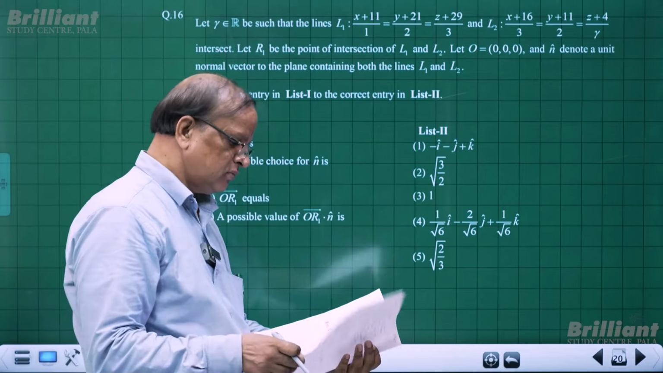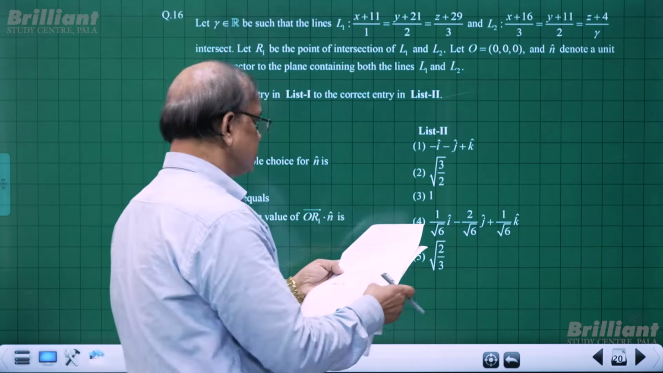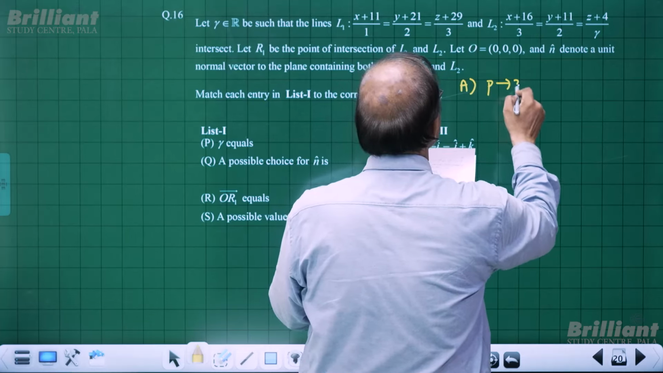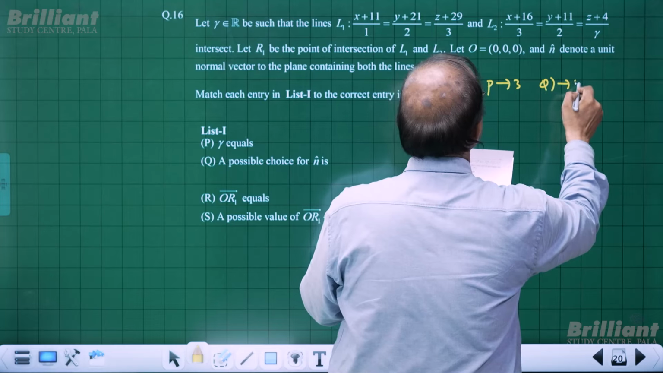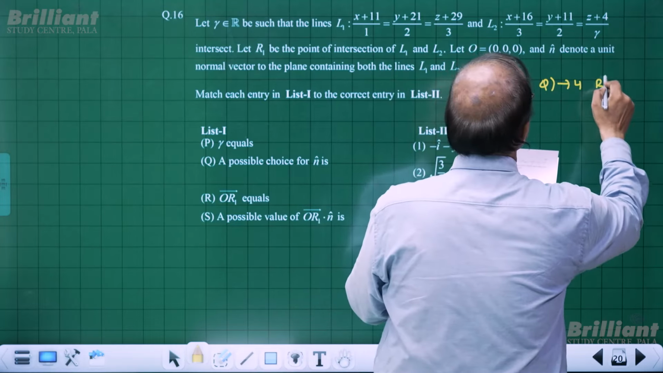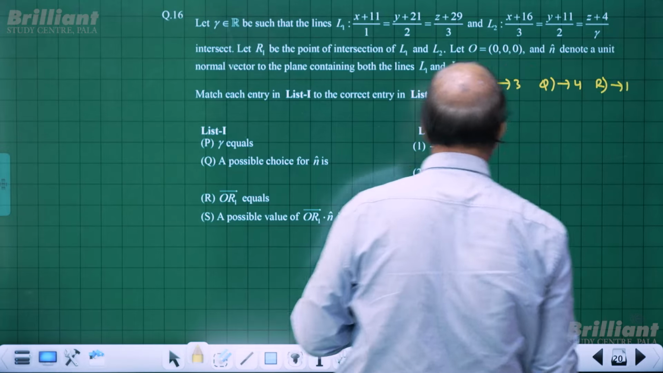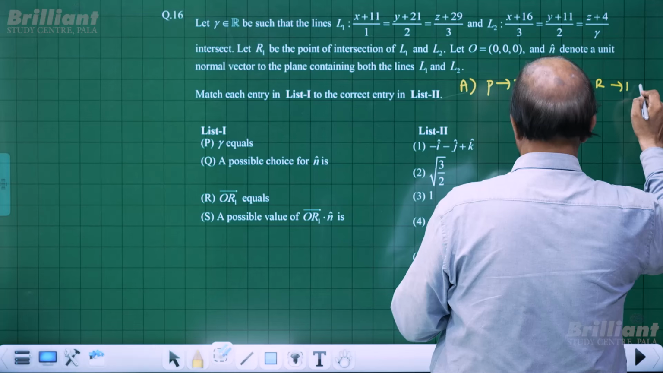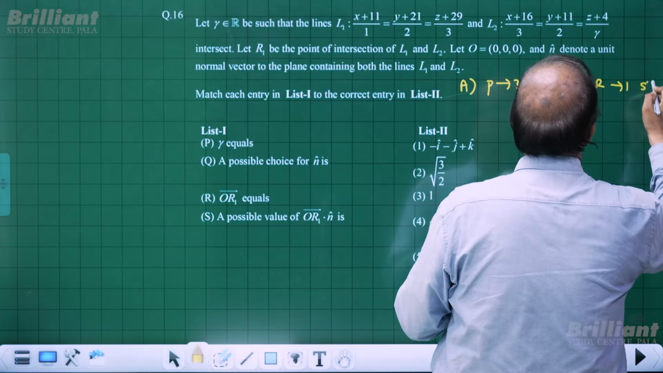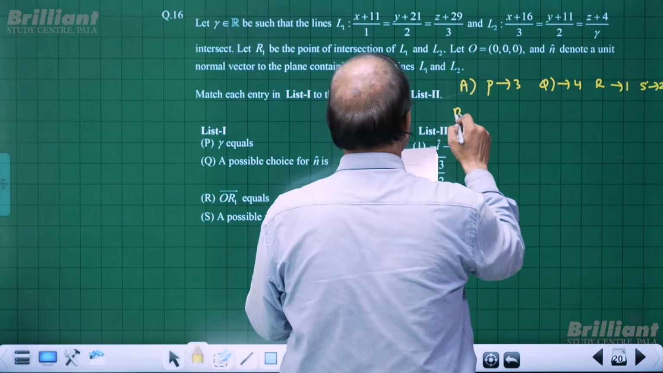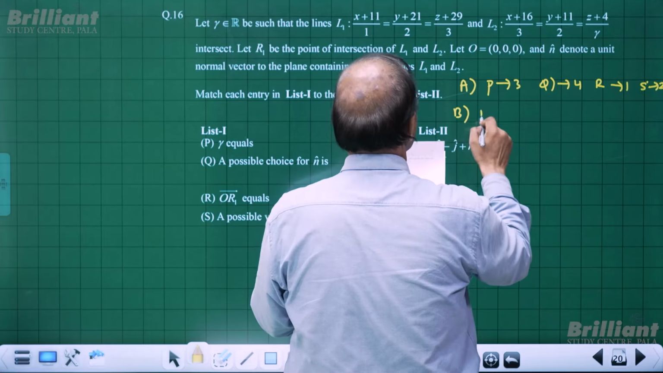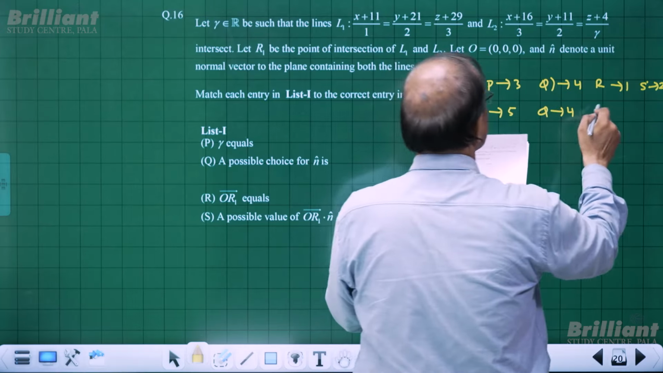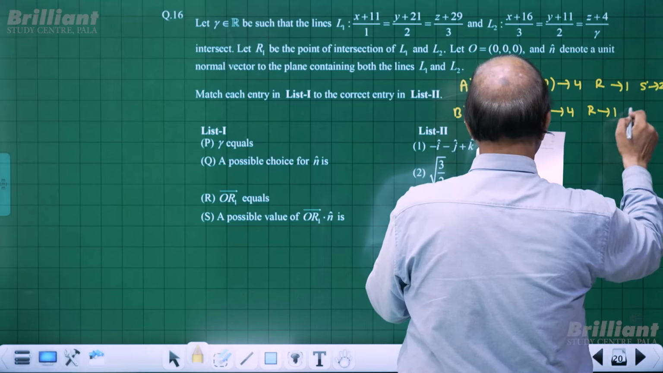So this is question number 16. A is P3, Q4, R1, S2. Next, B is P5, Q4, R1, S2.